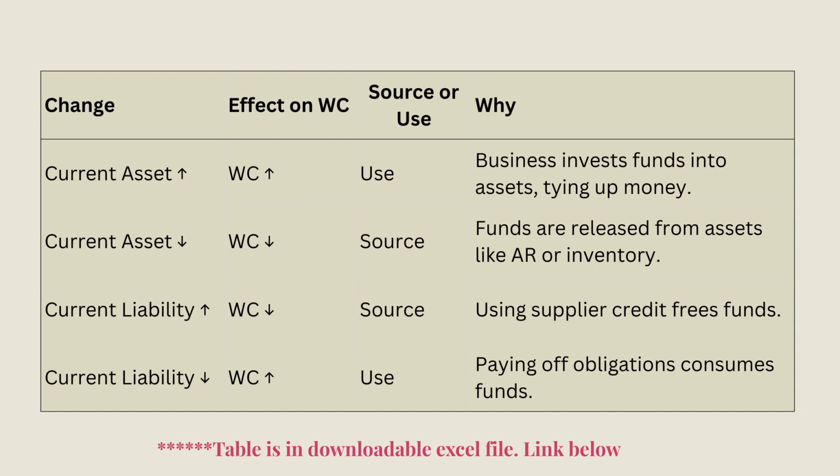On the other hand, when current liabilities go up, working capital goes down. Why? Because the business is using supplier credit or short-term financing, which frees up funds. When current liabilities go down, working capital goes up. And when working capital goes up, it is a use. Why is this? Because paying off short-term obligations consumes funds, increasing working capital. You might want to memorize this table.